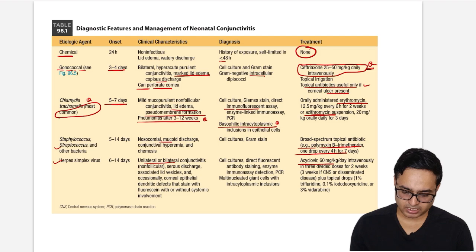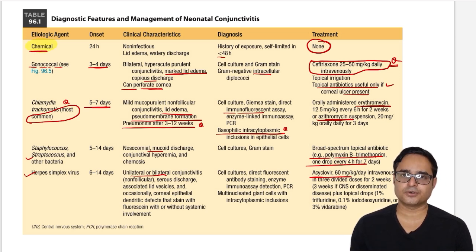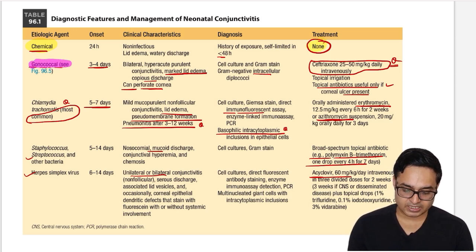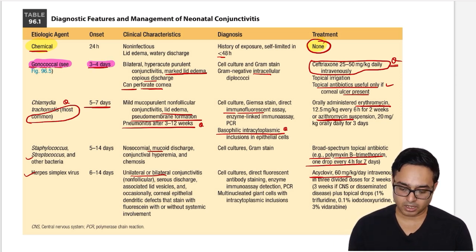This is conjunctivitis. Chemical conjunctivitis is generally non-infectious, with lid edema and watery discharge. No treatment is required. Gonococcal conjunctivitis is important. Generally onset is seen after 3 to 4 days, just remember. Clinical presentation: marked lid edema, copious discharge, and it can perforate the cornea.